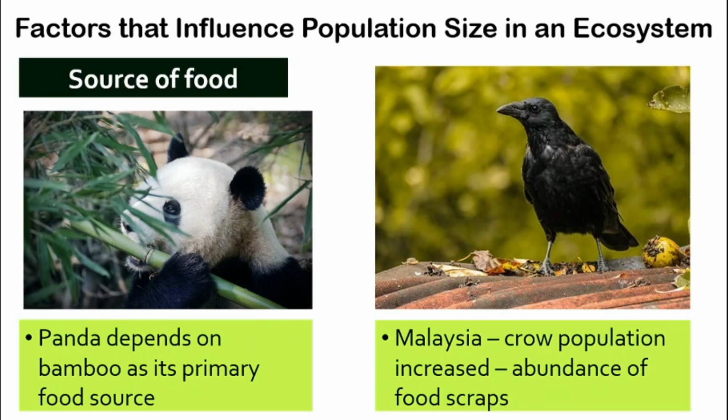Next, one phenomenon in Malaysia is that the crow population has increased because there is an abundance of food scraps, meaning we are not very responsible about where we leave food scraps on the street or around us, and that has caused a problem, which is the increase of the crow population.